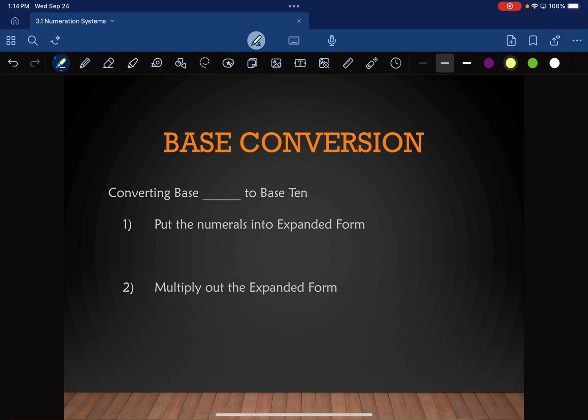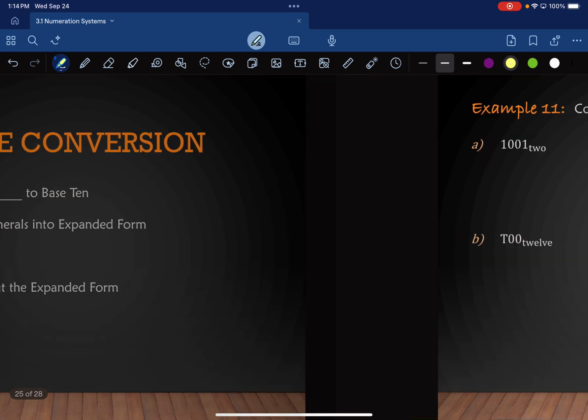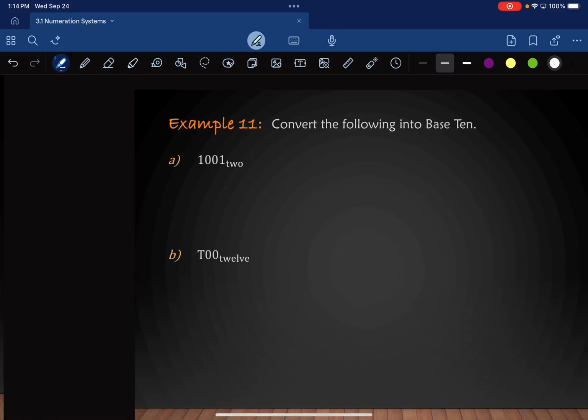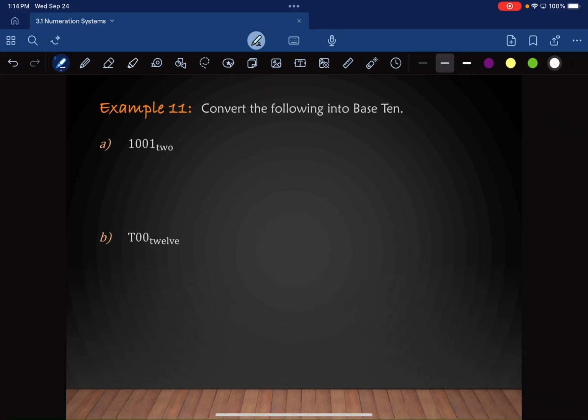So this version right here is going one direction. We're going to take numbers in some other base, so base blank, okay, and we're turning it into base 10. So it says to put the numerals into expanded form. That's step 1. And then step 2 is to multiply out the expanded form. Okay, so let's see how that works. So the first example is 1001 base 2. So I'm going to just write these out with some space so that we can see them a little bit better.